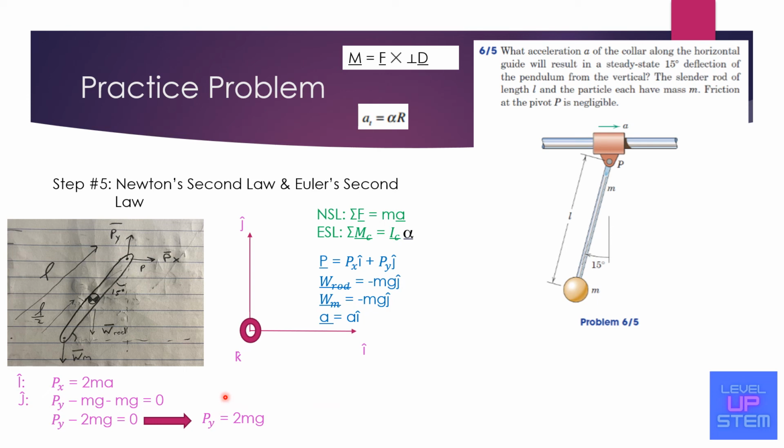Okay, so now we have two equations, this one right here, and also this one right there. But we have three unknowns. We have Px, a, and Py. g is a constant, and we're given mass m in the problem, so we don't have to solve for that. But nevertheless, we still have two equations and three unknowns, so that is still statically indeterminate. So we're going to need to use Euler's second law here.